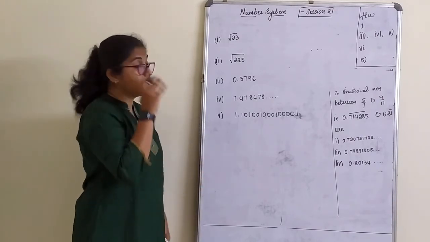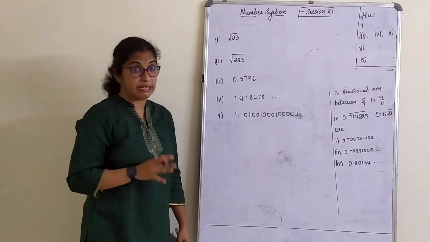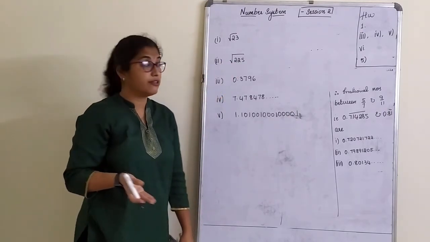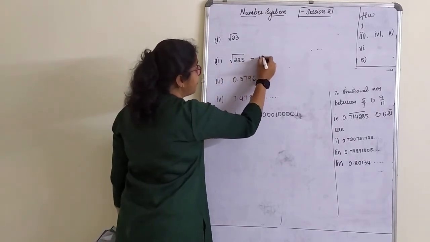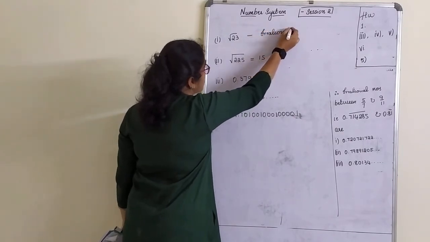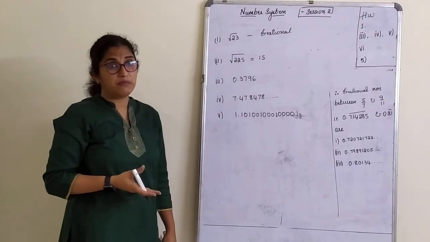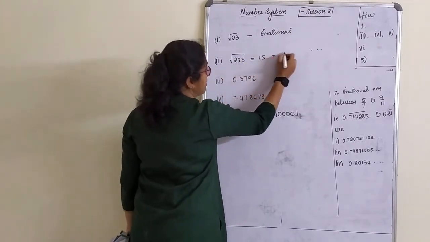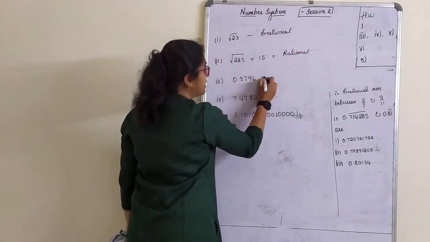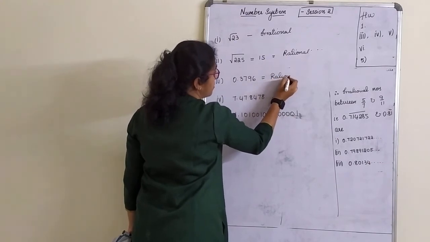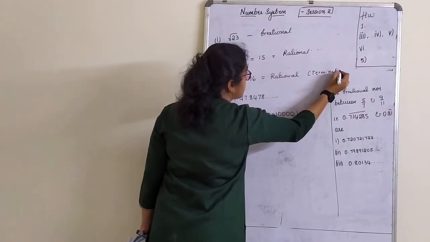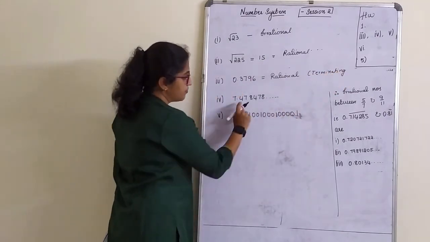Look at the first one. We know that all square root numbers are irrational, but what about 225? Any square root, if it has an answer, comes under rational, because root 225 is 15. So the first one is irrational. If you can find the square root of a number, then that will be rational. This is rational. This is terminating, so it is rational. It is terminating, okay.